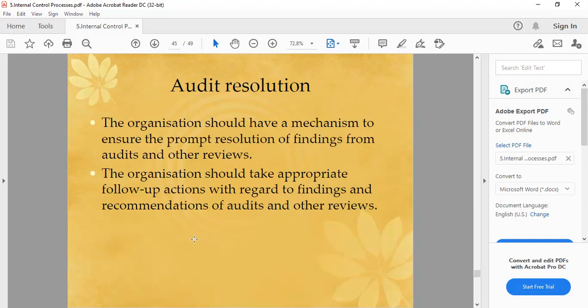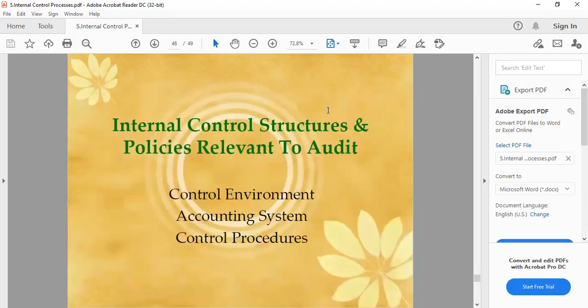Then the organization should take appropriate follow-up actions. It does not stop there, especially also on our end as auditors. When we assist our clients in the implementation or recommendation, it does not stop there with regard to findings and recommendations of audits and other reviews.